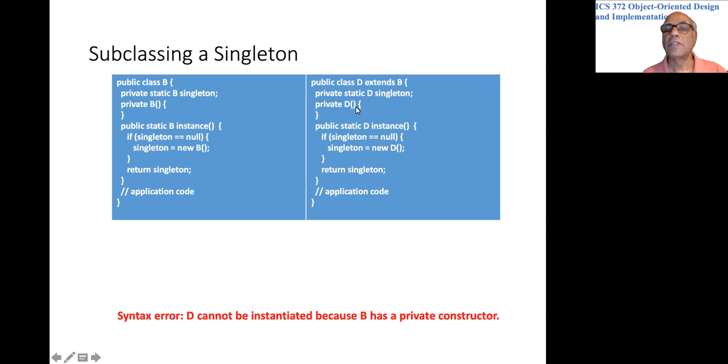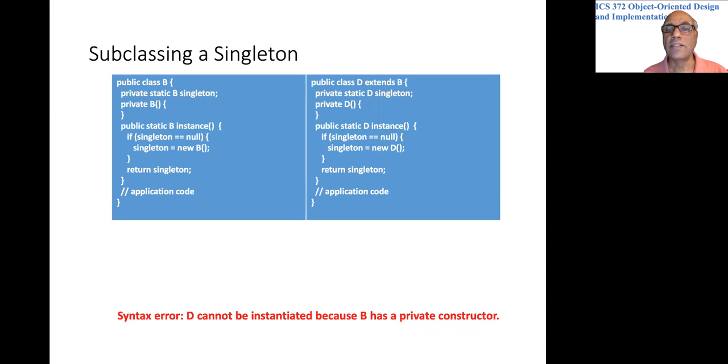Now, here is our first shot at creating a subclass that itself is a singleton. So we try to mimic everything that is here into here. So we have public class D extends B. D says, our idea is that D will be a singleton class. And we copy this and change B to a D. We have a private constructor here. We have a static instance method, just like here. If singleton is equal to null, then it creates a new D and returns it here.